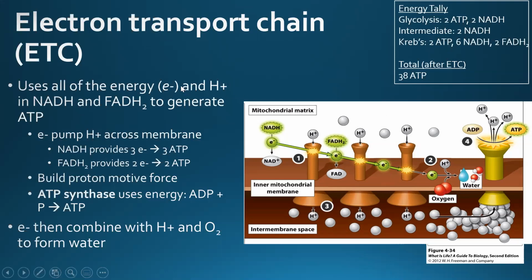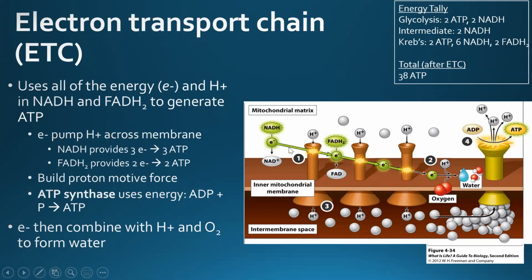We're going to take all the energy that's in the form of electrons and hydrogen ions, with the NADH here and NADH here and NADH here and FADH2, all that we produced so far, to generate ATP. So the electron pump: the electrons are going to pump the hydrogen across the membrane because you're going to create a gradient. So we are right here, the production of the gradient.